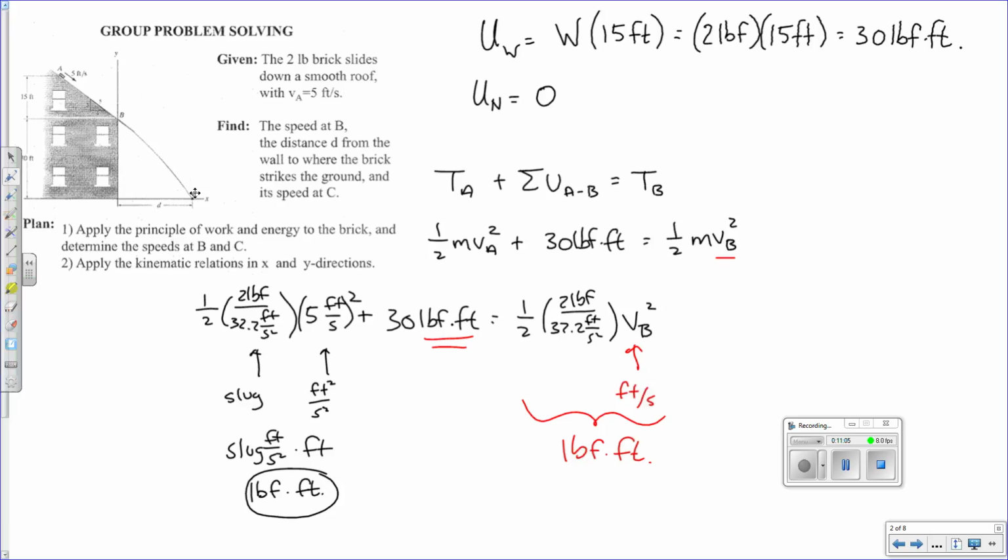So we can punch this right into our calculator and solve for VB. And when we do, we find out that VB is equal to 31.48 feet per second.